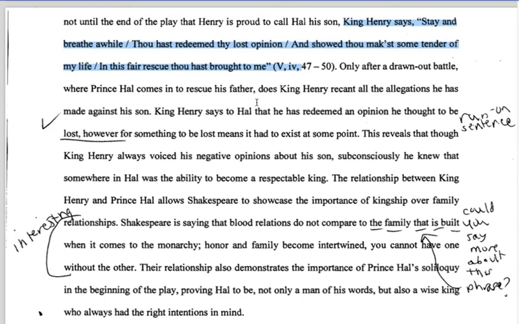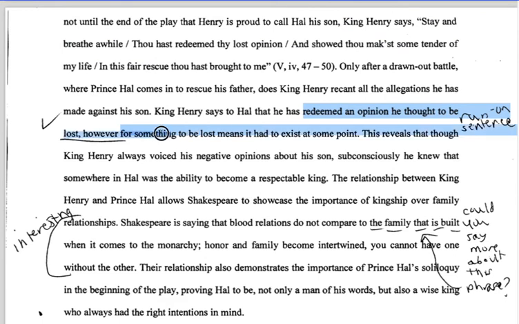Looking at specific words in the quote in order to make some conclusions. Only after a drawn-out battle, when Prince Hal comes in to rescue his father, does King Henry recant all the allegations he made against his son. King Henry says to Hal that he has redeemed an opinion he thought to be lost. However, for something to be lost means that it had to exist at some point. Notice what the student is doing. The student is making this analysis through the words "redeemed thy lost opinion." The student is focusing in on these words to make the analysis that in order for something to be lost, it had to exist at some point.